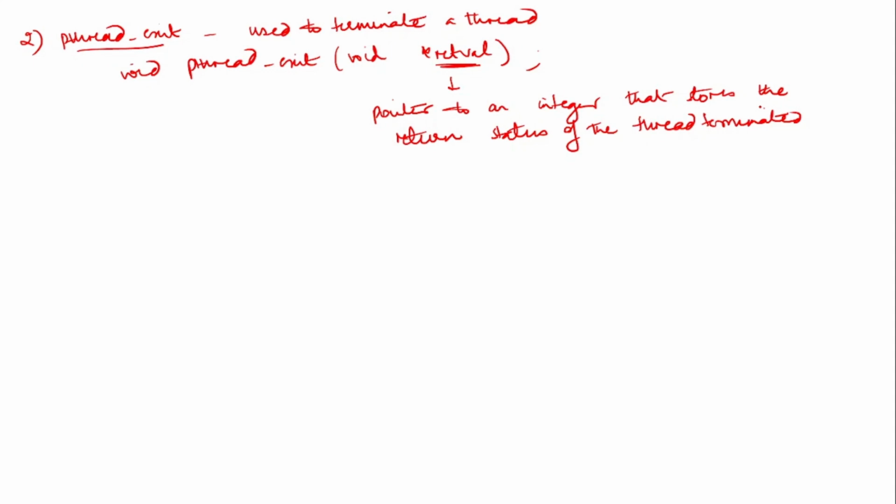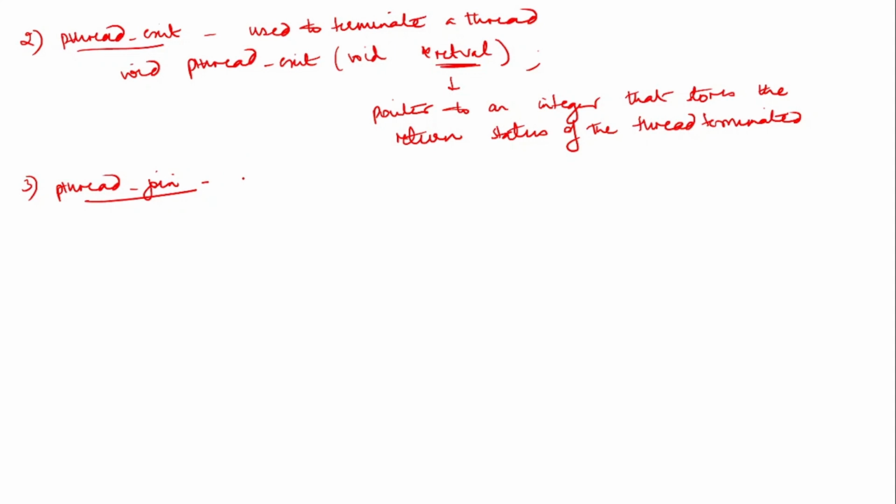Why do we need the return status? Because we want to see whether the thread terminated properly or not. Whenever a thread is terminated, we have to see whether all the resources that were initially associated with the thread got terminated properly or not. To check that, we use the pointer retval parameter, which gives the status of the terminated thread.